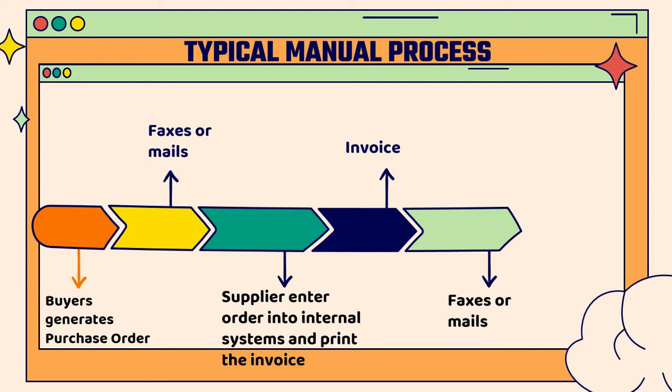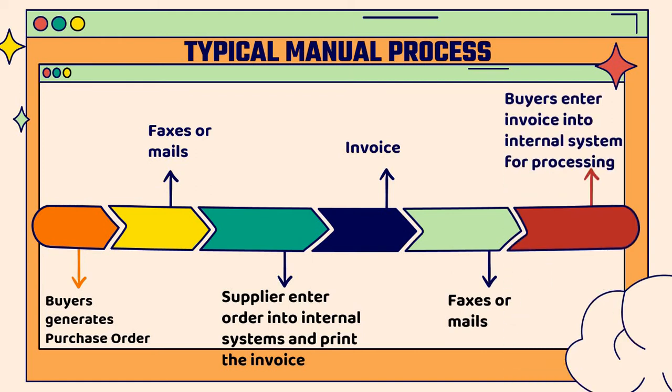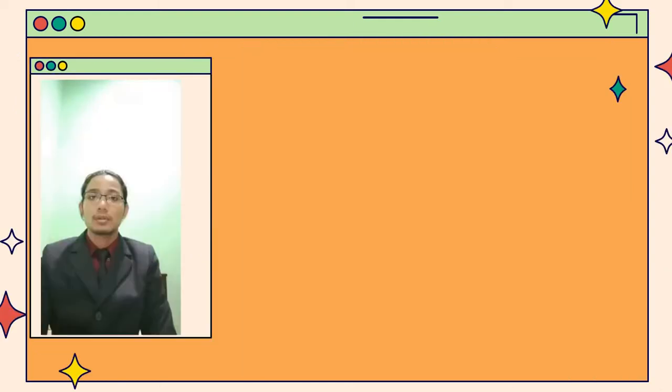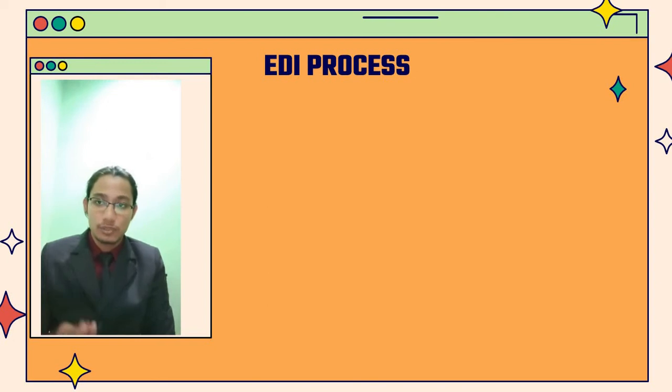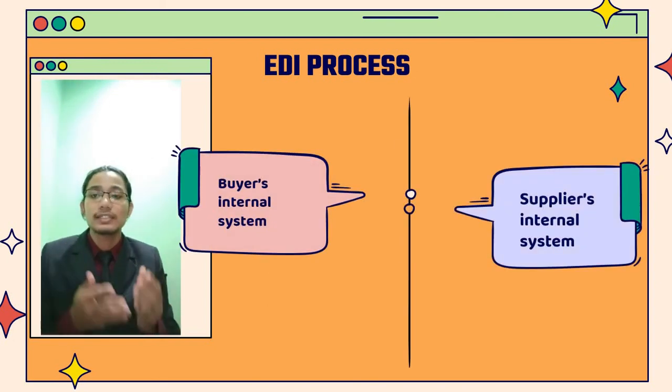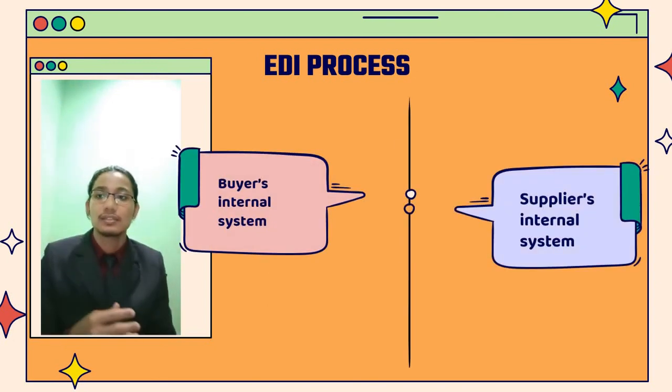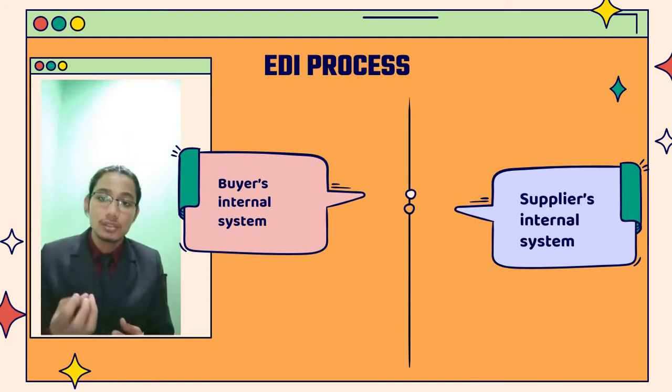The buyer will put the invoice in the internal system for processing. As we can see, the process takes a longer time and requires many steps to make sure the buyer receives the invoice. With the EDI process, it will be easier for the buyer and supplier to do a transaction since they have linked their computers to each other. It will save their cost and time.